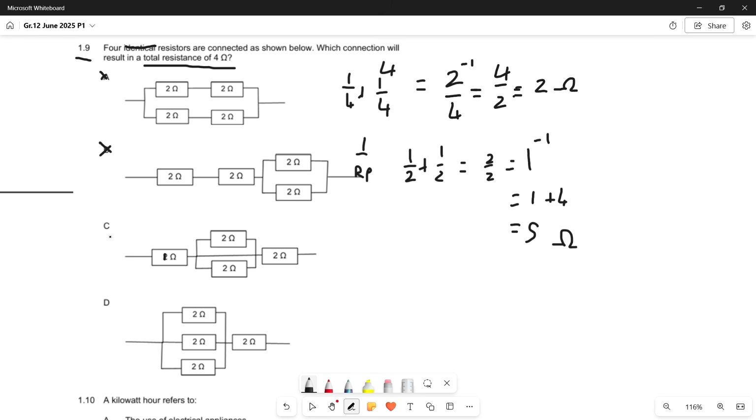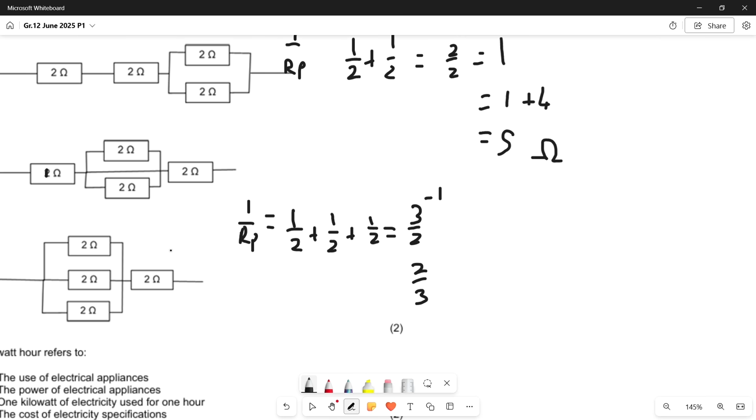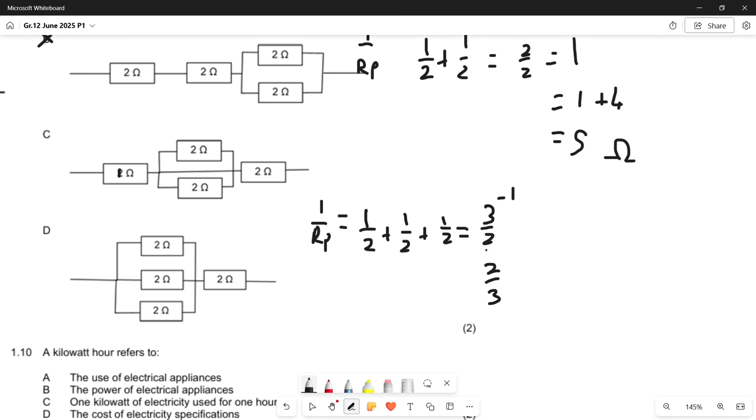Then we're going to work with D before we see that C gives us our answer with the change that we made. Then we have 1 over 2 plus 1 over 2 plus 1 over 2, and that adds up to 3 over 2 to the negative 1. As a reminder, this all equals 1 over RP, so we do have to flip it at the end. Then at this stage, we have 2 over 3 for the parallel section over here, which is 0.67 plus 2, which is this resistor in series, which means we have 2.67 ohms over there.